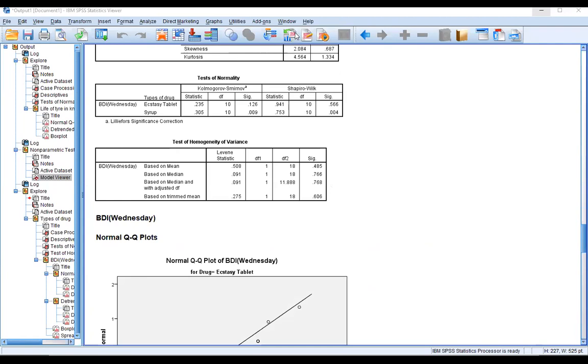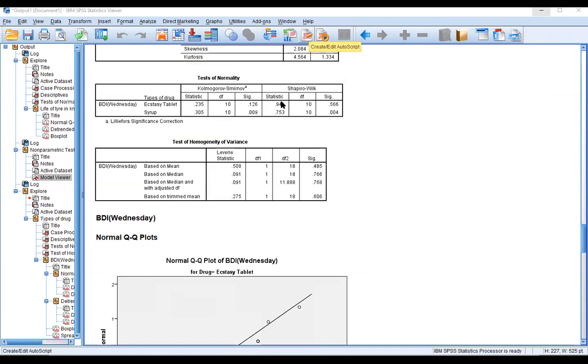Now, what is the output? The Ecstasy tablet users data is not normal because the p-value is less than 0.05, and the data is homogeneous also. So the complete data is not normal but homogeneous. So we cannot use the parametric test. So we use the Mann-Whitney U test. I am using the Mann-Whitney U test to analyze my data.